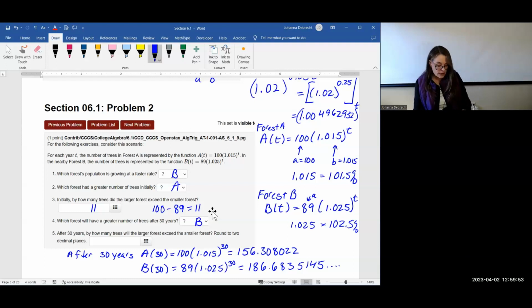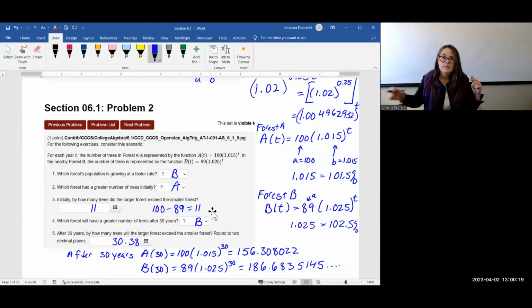And now I take my 186.683, so forth, and I subtract 156.308022, never round in the middle, and I come up with 30.375, blah, blah, blah, rounding to 2 decimal places. I have 30.38. This brings up a good point with exponentials.